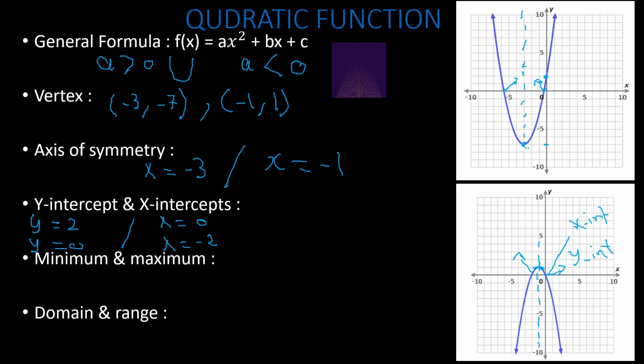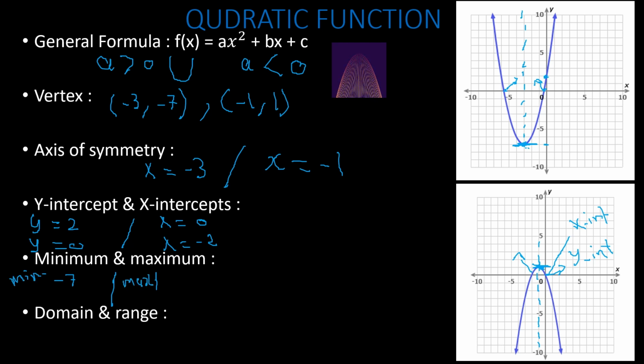Now we are talking about the minimum and maximum value. We talked before about the vertex, the peak of the parabola. To get the minimum or maximum, it depends on the vertex. If the shape opens upward, or a is positive, like the first shape, then we have a minimum value, not a maximum value. The minimum value in the first shape is -7. In the second shape, it opens downward, so we have a maximum value, which is 1.